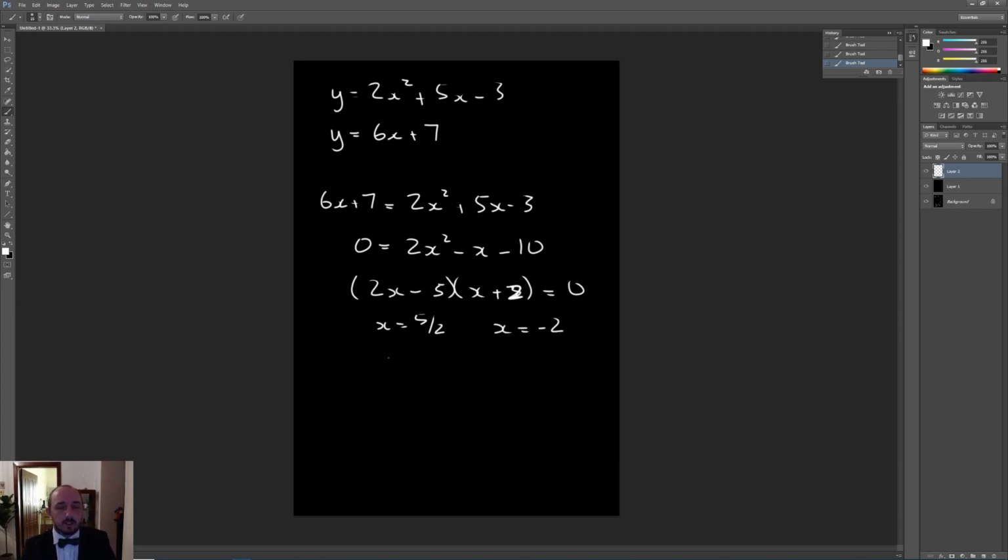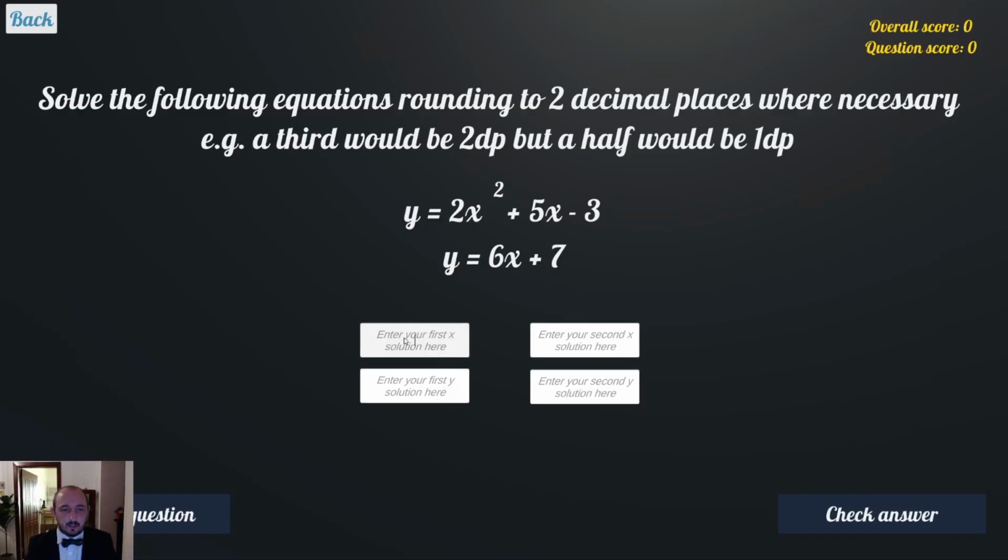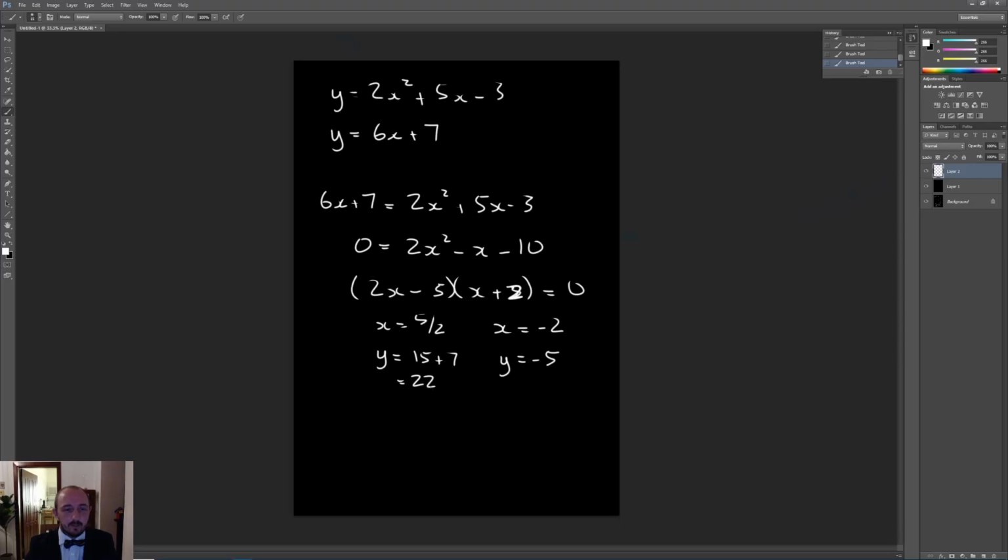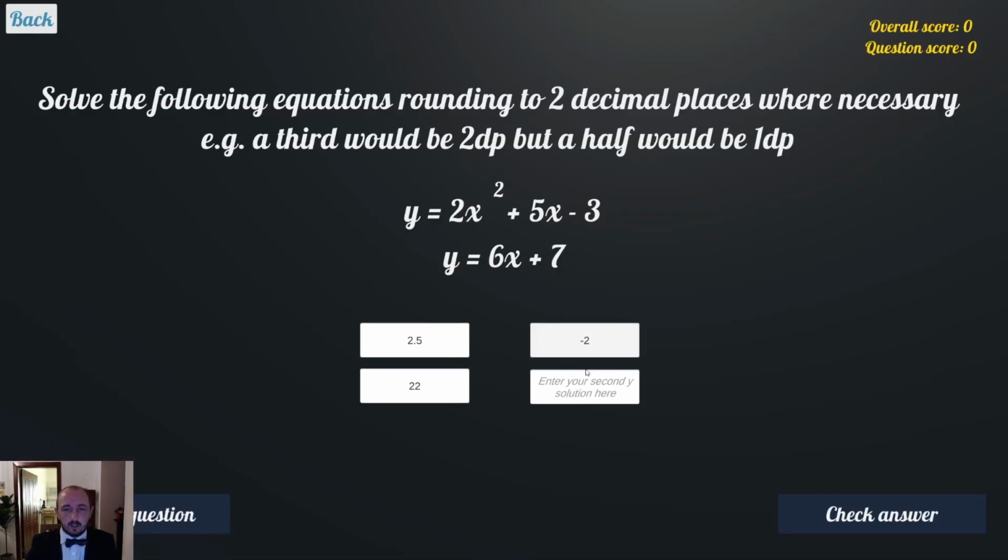Then we can substitute for the corresponding y values. y equals 6 lots of x, so 5 over 2 times 6 is 15, plus 7, which equals 22. And then when x equals negative 2, y is going to be minus 12 plus 7, which is minus 5. So we can try that, make sure that we've got that correct, and if not, we can error check this. So x equals 5 over 2, 2.5, and 22. x equals minus 2 and minus 5.